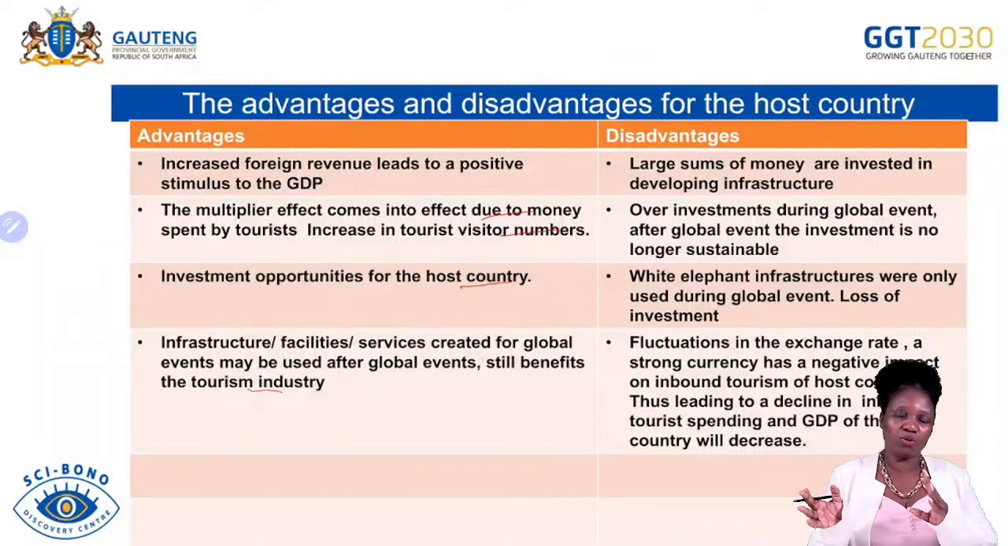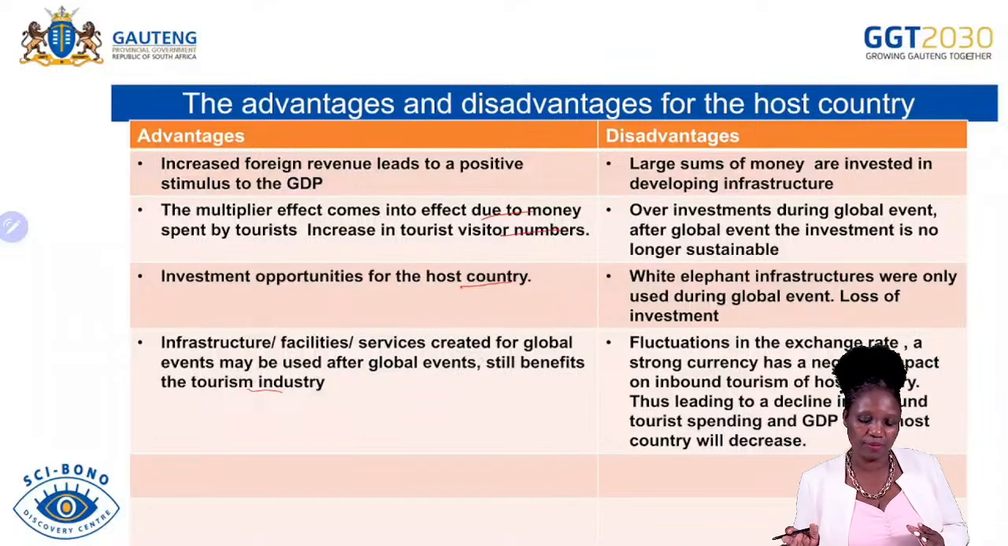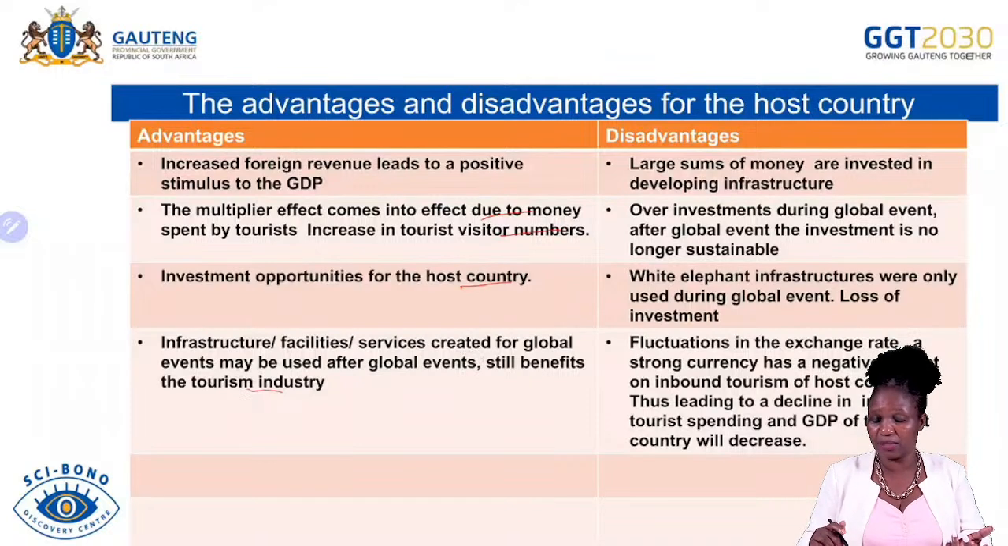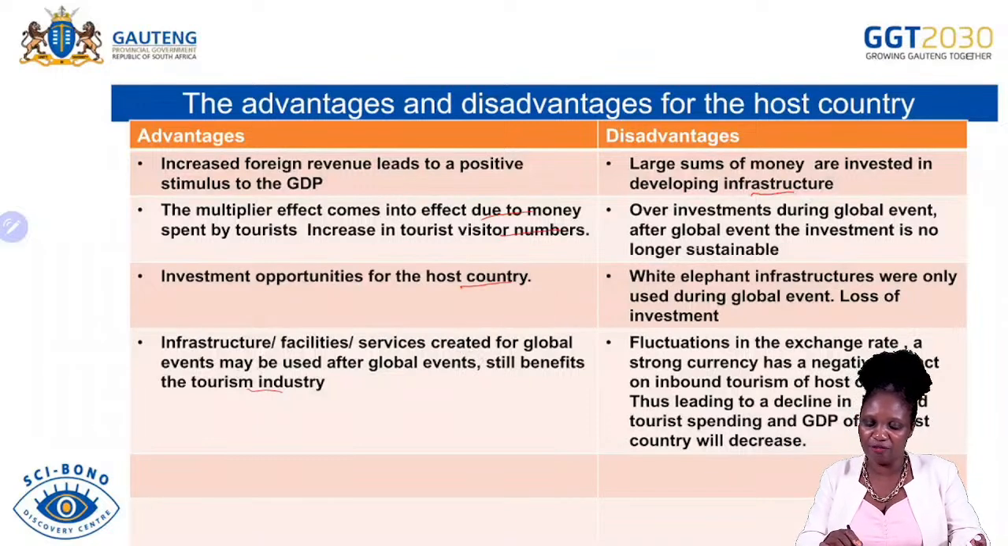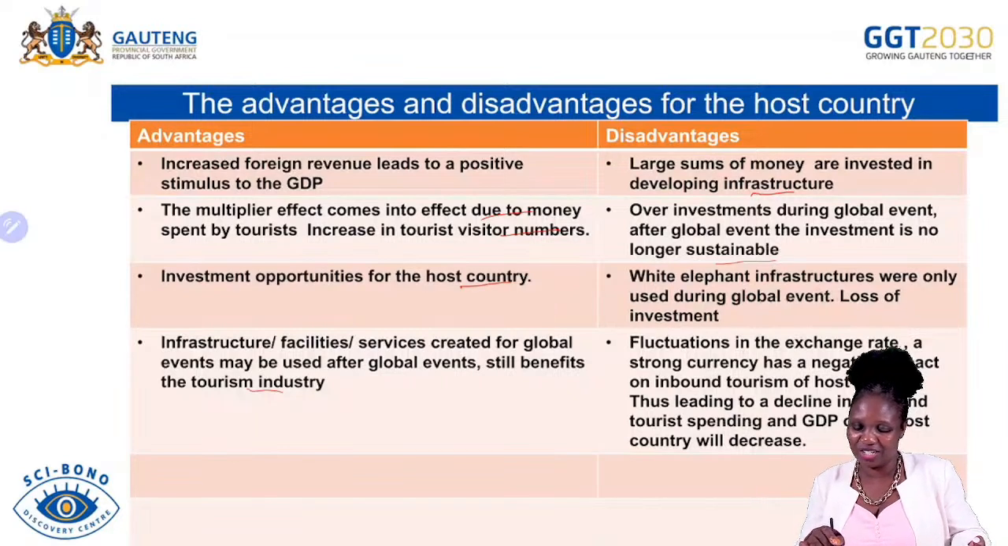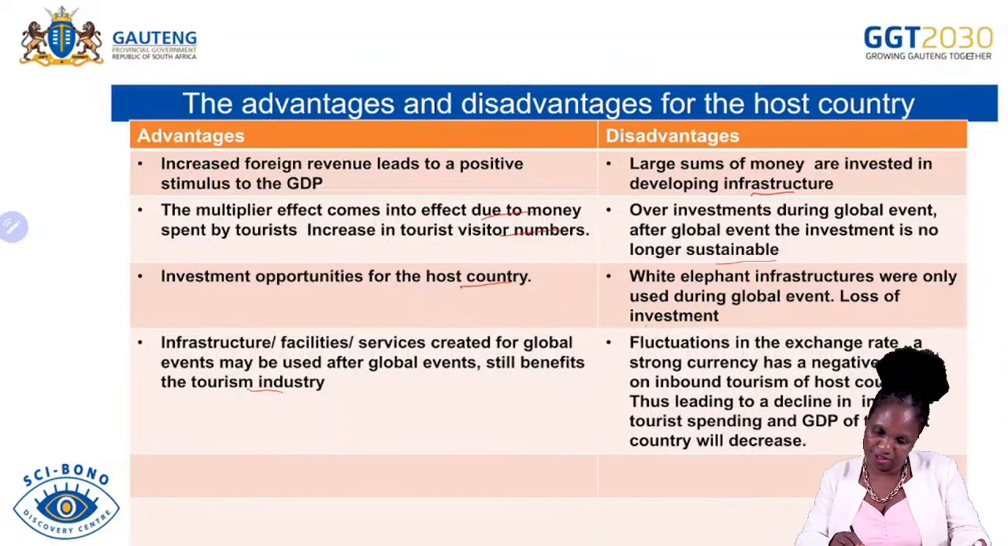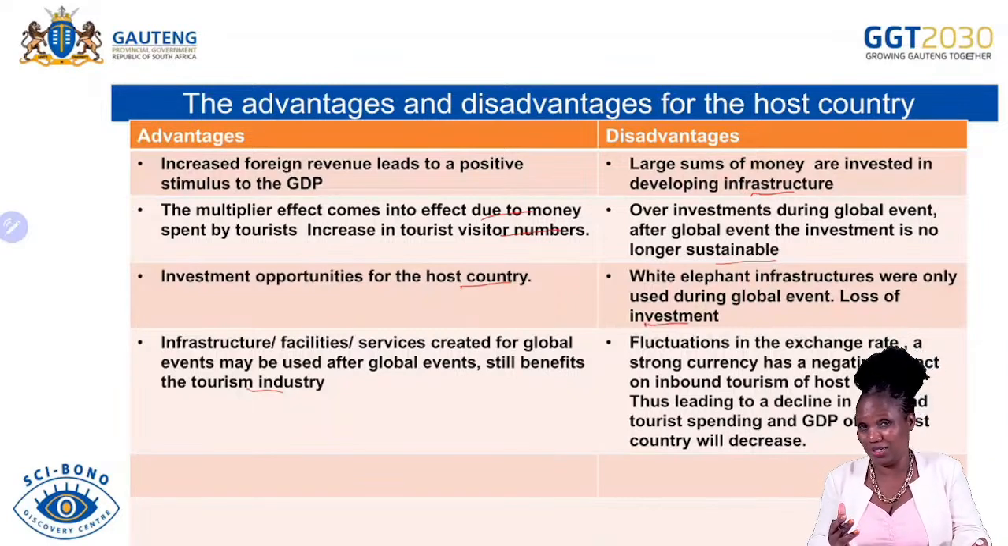Okay. And then there are also disadvantages. We were talking about advantages, but now disadvantages. Large sums of money are invested in developing infrastructure, and there are over investments during global events. After global events, the investment is no longer sustainable. Okay. And then white elephant structures were only used during global events, which means a loss of investment. Now you know what white elephants are, isn't it?